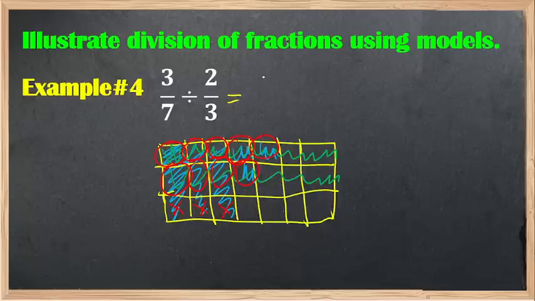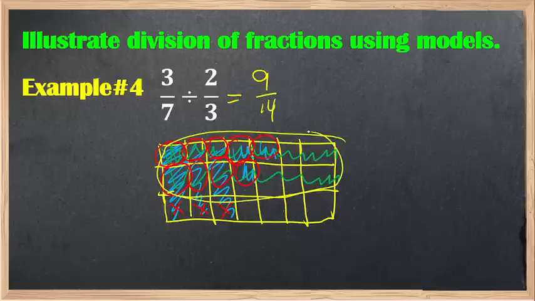We have 9. And then how many shaded regions to get the 2/3? 1, 2, 3, 4, 5, 6, 7, 8, 9, 10, 11, 12, 13, 14. So 14 equal parts to get a whole part of 2/3. Okay? So, therefore, the final answer is 9/14.